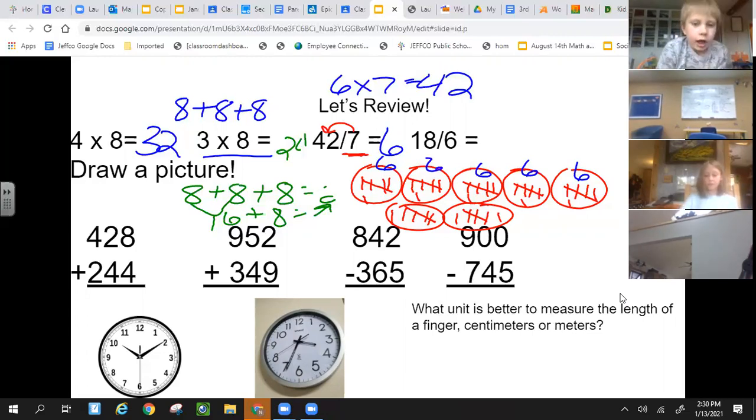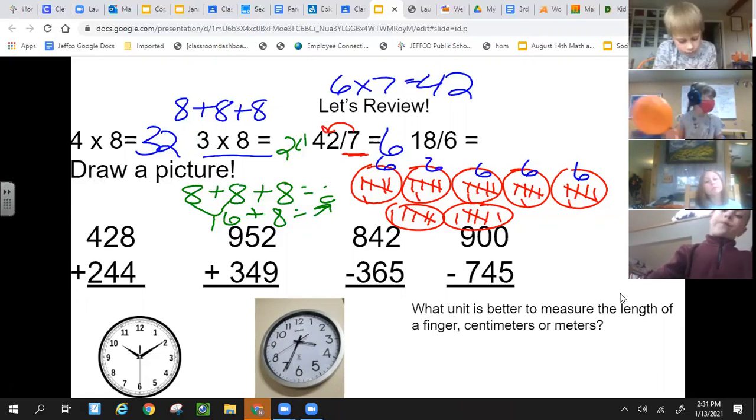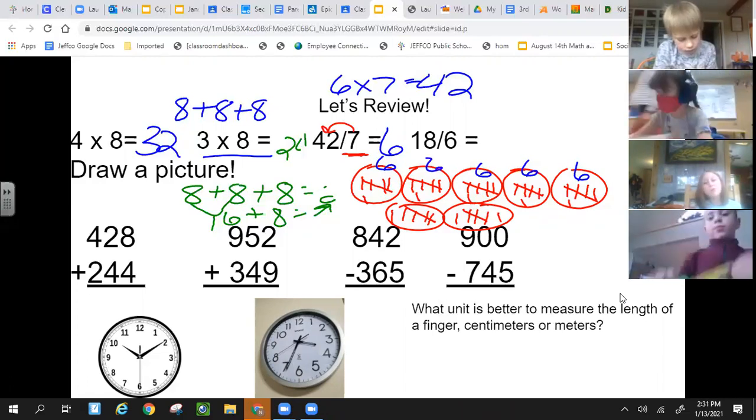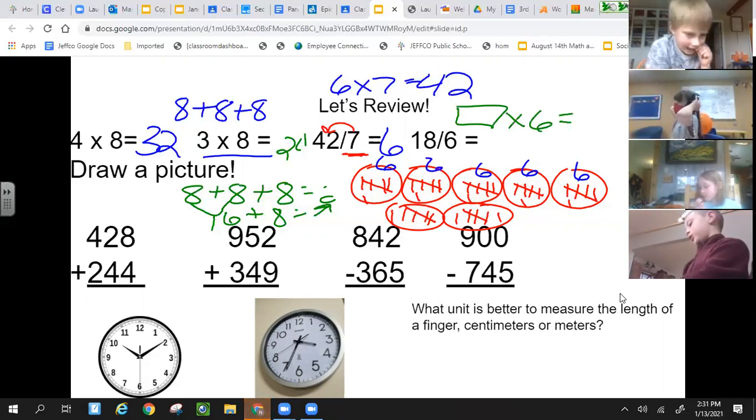Sorry, okay. 18 divided by 6 is 3. How do you know? Can you prove it? Because I tried to remember what 3 times 6 was. Okay, so you use the inverse operation. So you thought what times 6 equals 18?